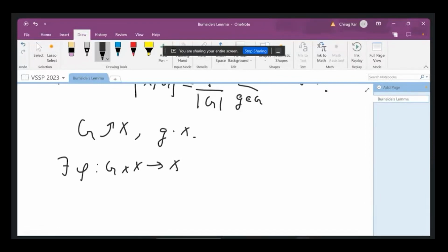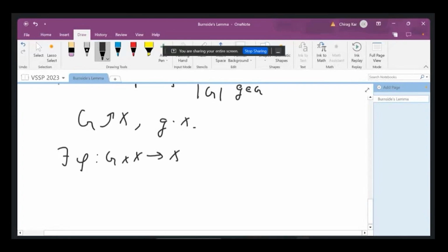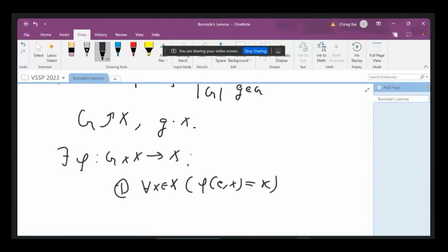Of course, taking G, this is a set map, taking G and X as this, which satisfies the following two conditions. Condition number one is that phi of the identity with any X from the set. In fact, I'm going to write it this way, which should probably be a little better. For all X belonging to X, phi of E comma X, where E denotes the identity of G, is equal to X.